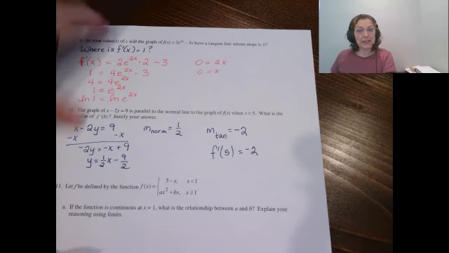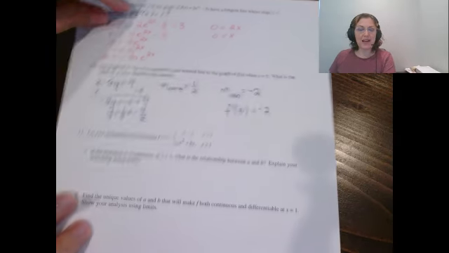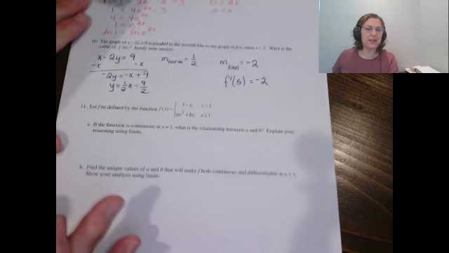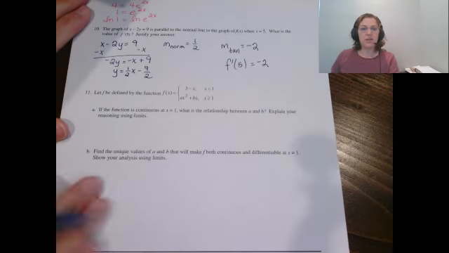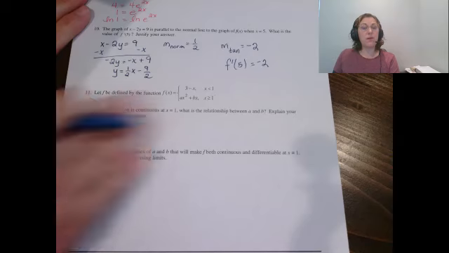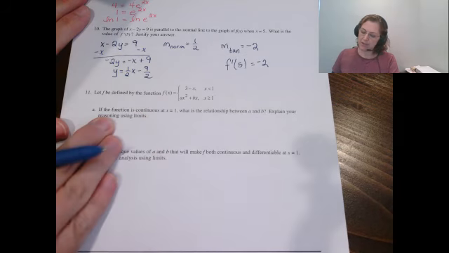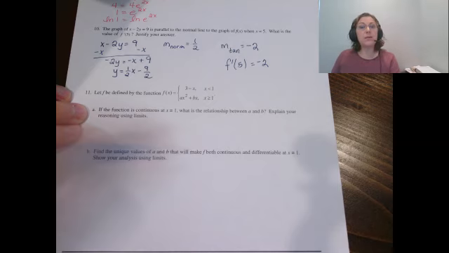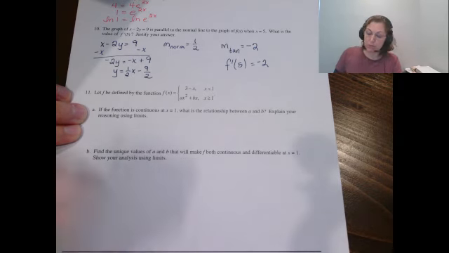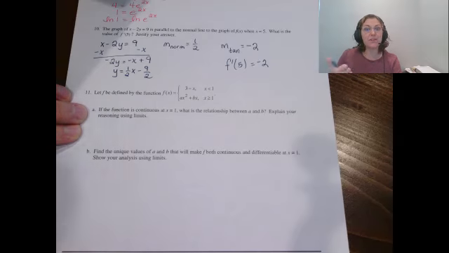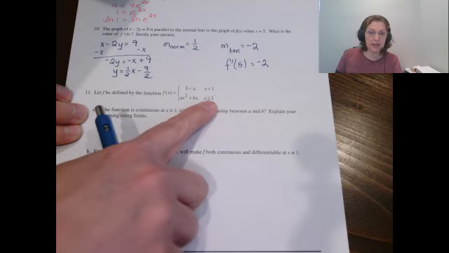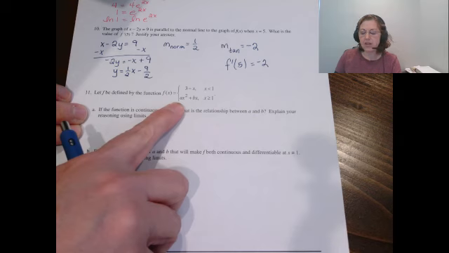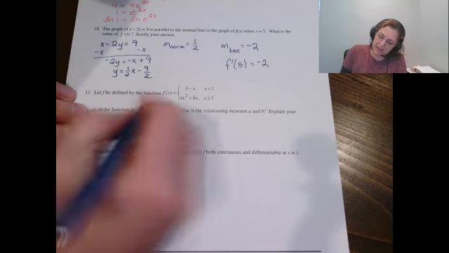Okay, last one here. And this one, remember, we talked about in class was the one we see the most like AP exam. We're given a function defined as a piecewise. We're asking if it is continuous at 1, what's the relationship between A and B? So to be continuous, your function has to exist. It does. We can plug in 1 here. And the limit from both sides has to be equal.